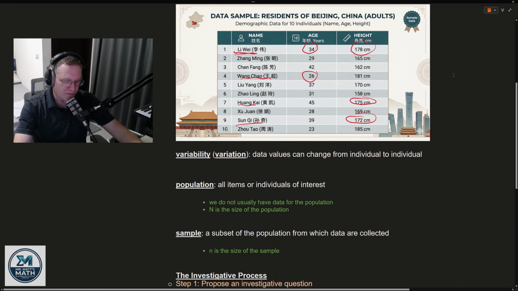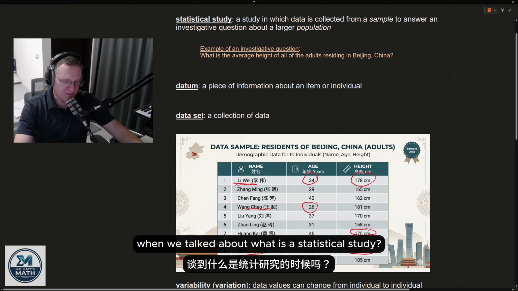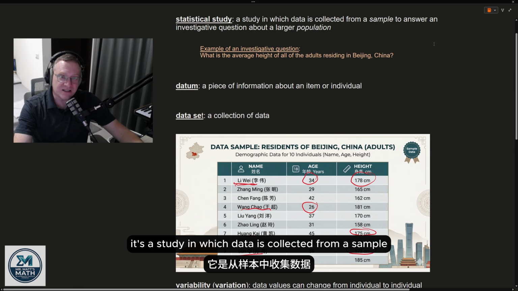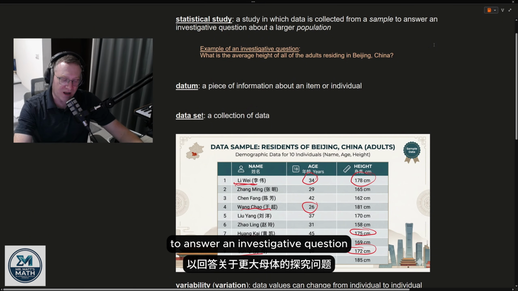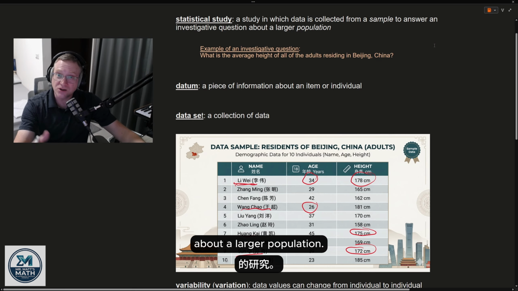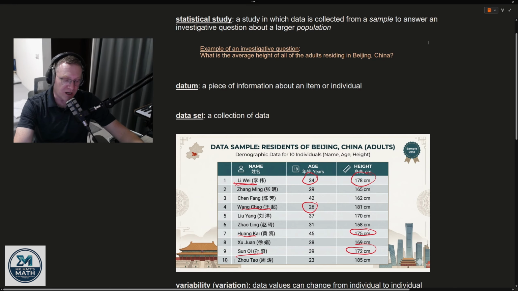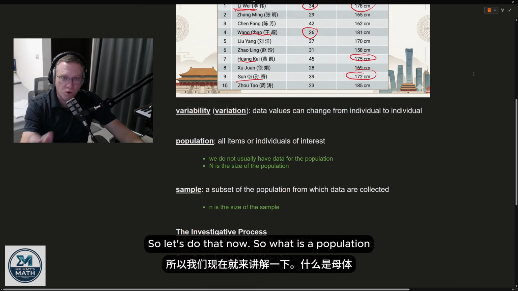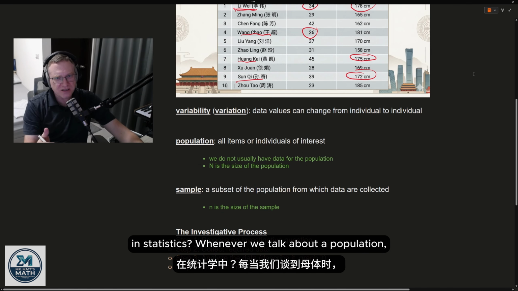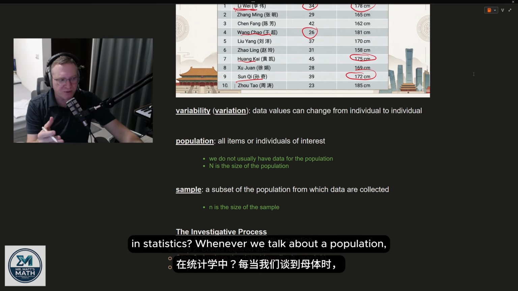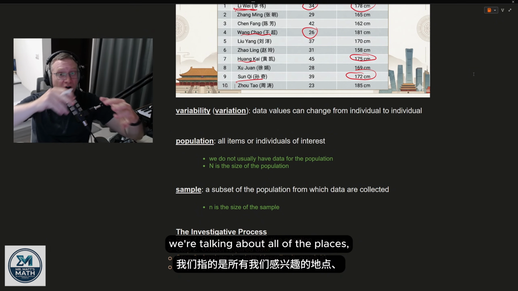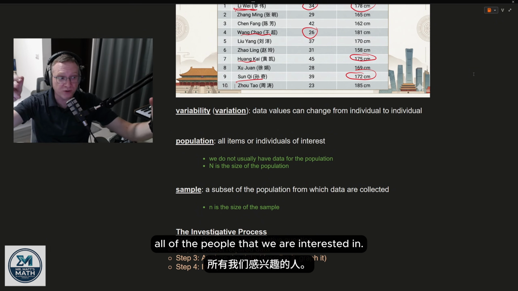Now, remember up at the beginning when we talked about what is a statistical study, we said it's a study in which data is collected from a sample to answer an investigative question about a larger population. Now, I said we're going to come back to those words in a moment, so let's do that now. So what is a population? In statistics, whenever we talk about a population, we're talking about all of the places, all of the things, all of the people that we are interested in.